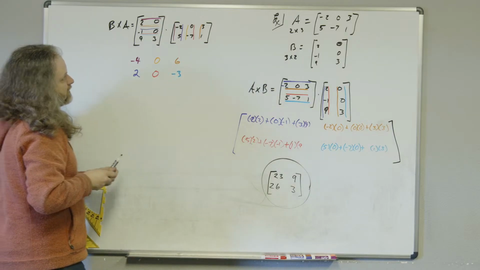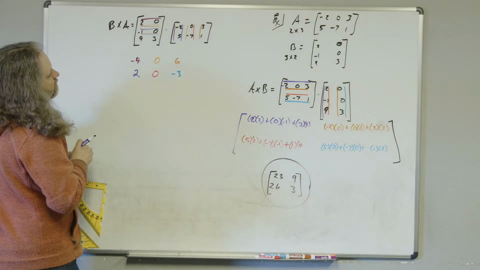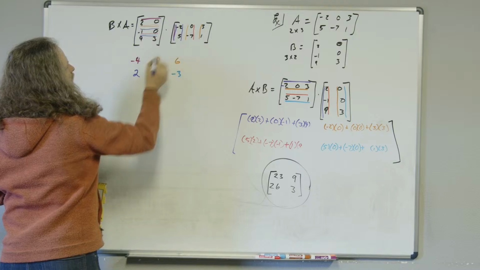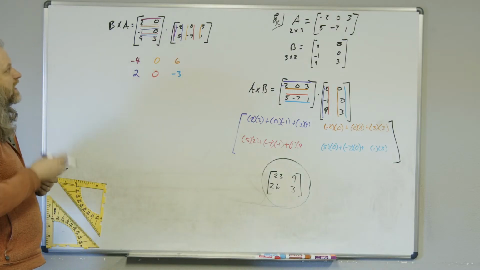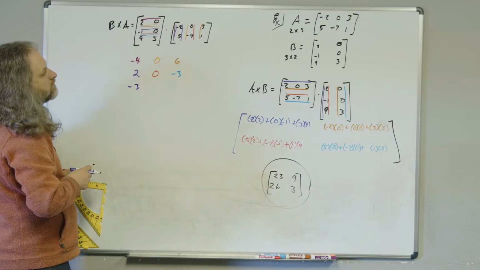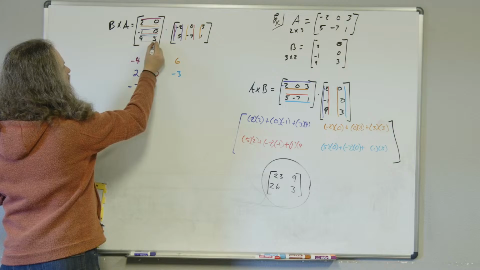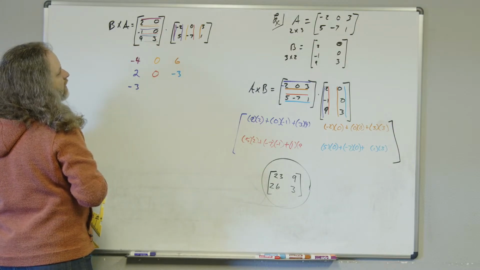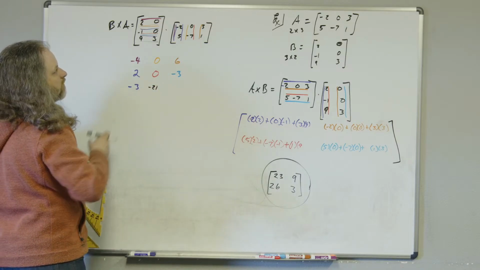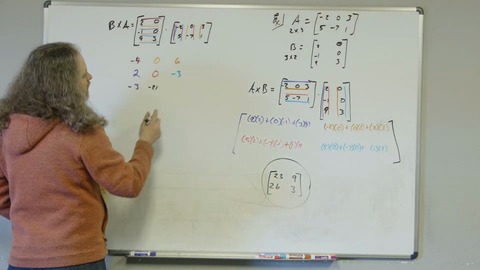And then we grab the next thing. I don't have enough colors. Nine times -2 is -18 plus 15 is -3. Nine times 0 is 0. Plus -21 is -21. Nine times 3 is 27, plus 3 times 1 is 30.